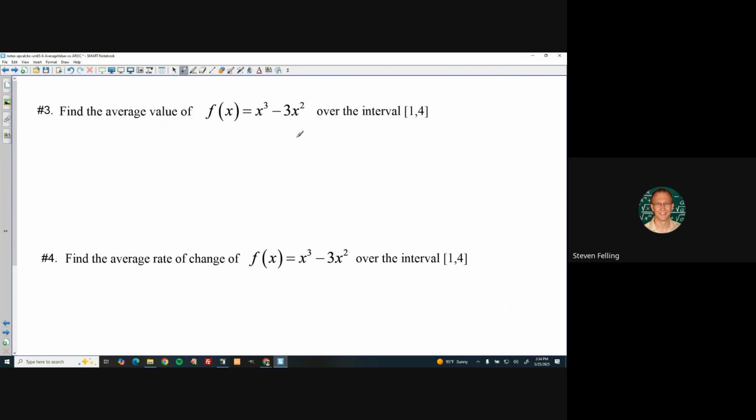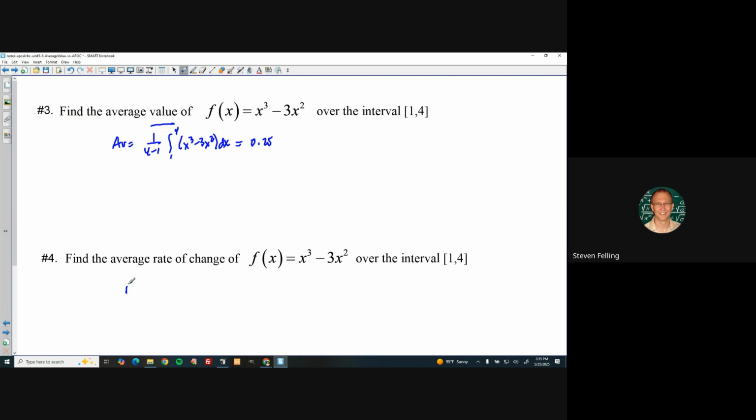Okay, here's a function, same interval, find the average value, find the average rate of change. Go ahead and pause the video, see if you can get both these correct, and then unpause and see if you got them right. Okay, so our average value, the expression for that is going to be 1 over 4 minus 1, times the integral from 1 to 4 of x cubed minus 3x squared. And that one turns out to be 0.25. It'd be nice if I included units. This would be whatever the y unit is.